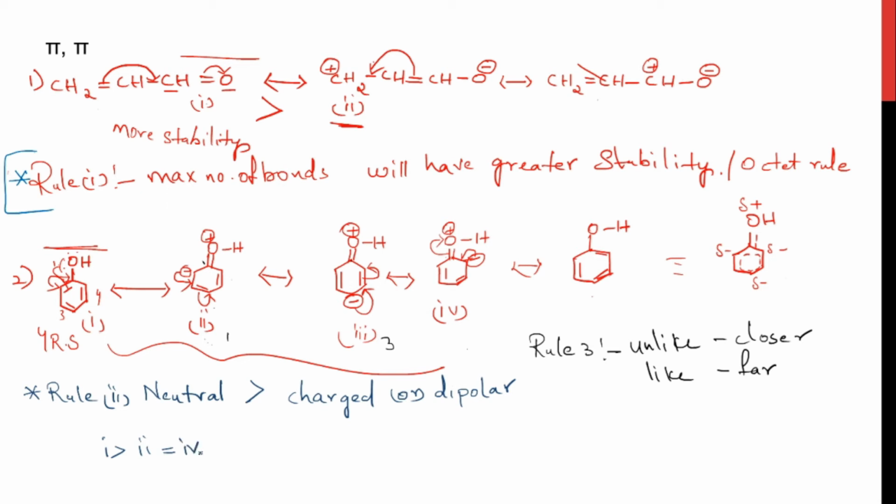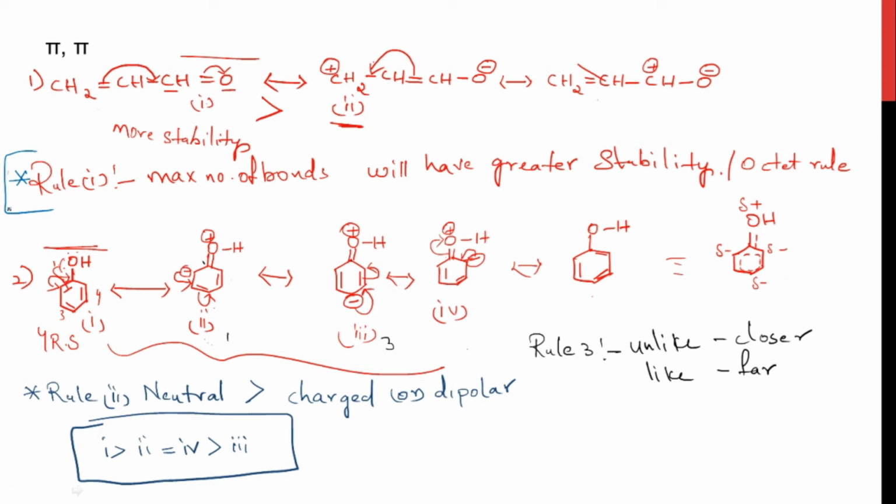And we have also compared the second and third resonating structures, which confirmed that the third resonating structure is less stable than the second one. So obviously it will be less stable than the fourth one also. So the third resonating structure is less stable than all the other three resonating structures. So this is the order of resonating structures. By writing the resonating structures for these two examples, we have learned three rules of stability.